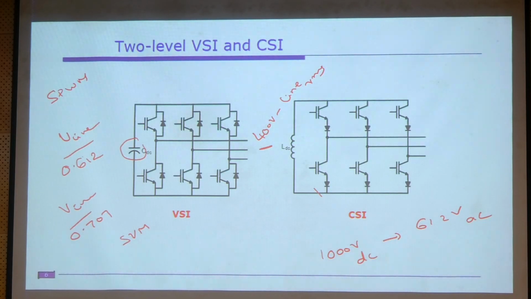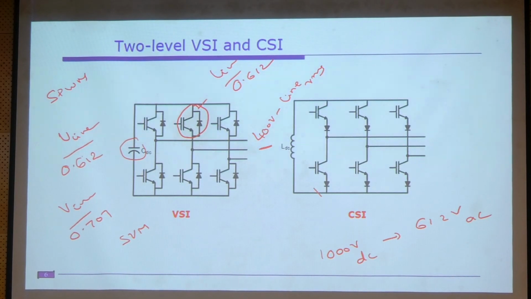The point is that if you are choosing a DC link voltage, accordingly these switches are supposed to block the DC voltage. That means each switch is supposed to be rated for that value. So how much value is it? It is V line by 0.612. If you consider some factor of safety, normally it is somewhere between 1.6 to 2 times. That means each device is supposed to block V line voltage RMS by 0.612 into 1.5 or 1.6.